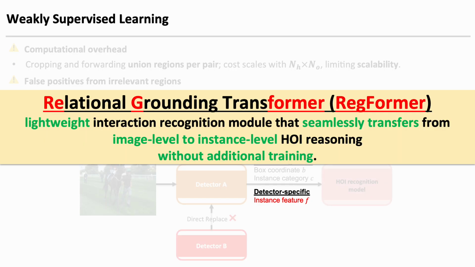To solve these problems, we propose RegFormer, the relational grounding transformer. It's a lightweight interaction recognition module that naturally extends image-level HOI reasoning to instance-level reasoning with no extra training.